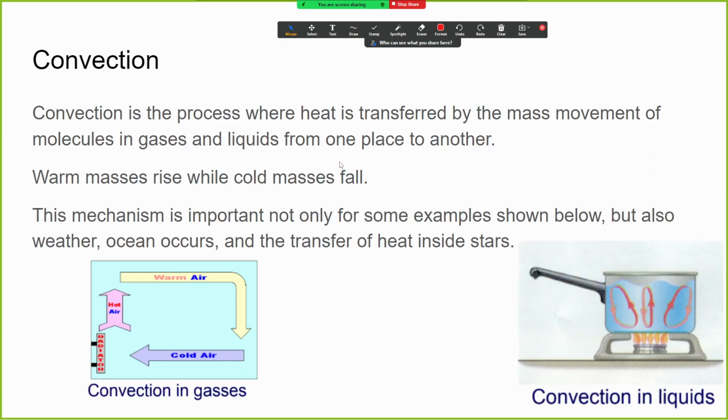The next one that we will talk about is convection. Convection is the process by which heat is transferred through the mass movement of molecules in gases and liquids from one place to another. When you learned about weather, hopefully you learned that things that are warmer rise, and things that are cold are denser and sink. That mechanism is important for examples like the weather we get here, where you have warm air masses moving up and cold air masses sinking down.